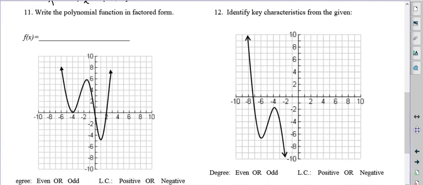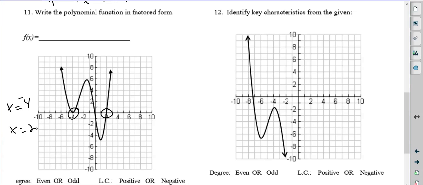Number 11 is the same thing, just looks different. Look at where our answers are. We have x equals negative 4. And we have x equals 2.